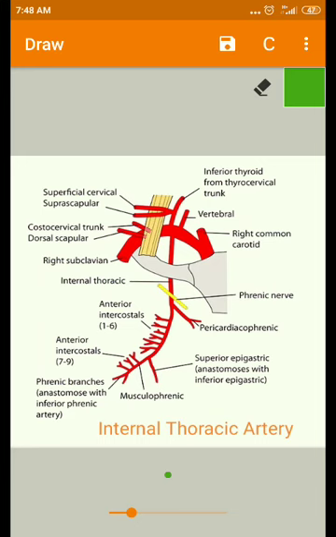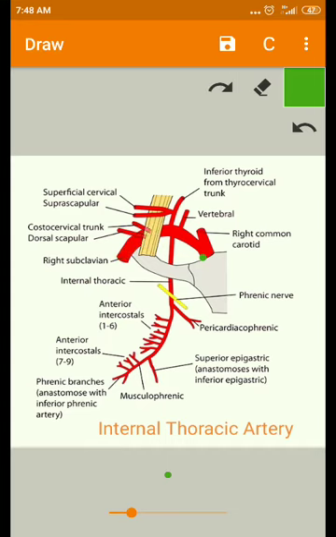Dear students, welcome back. Now we will see the internal thoracic artery. So here you can see this is the subclavian artery, isn't it? So this is the right brachiocephalic and this is the subclavian artery here.